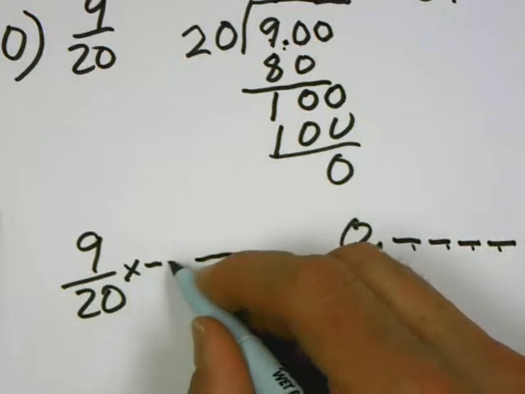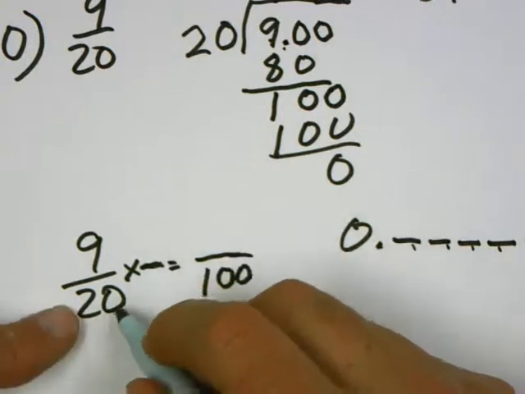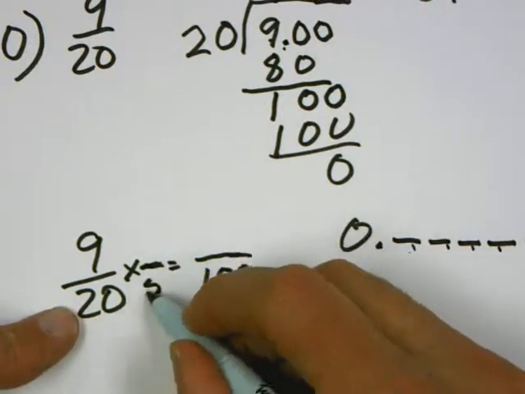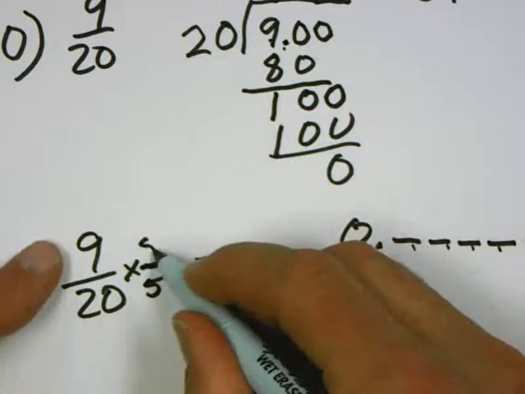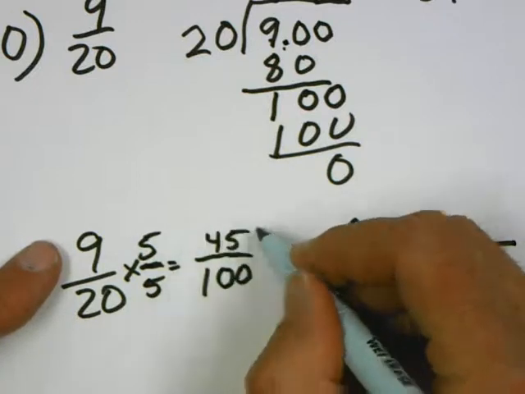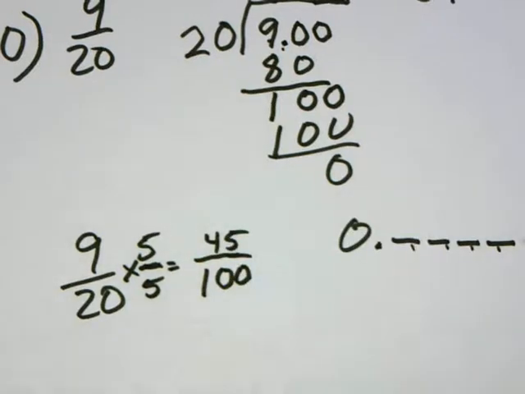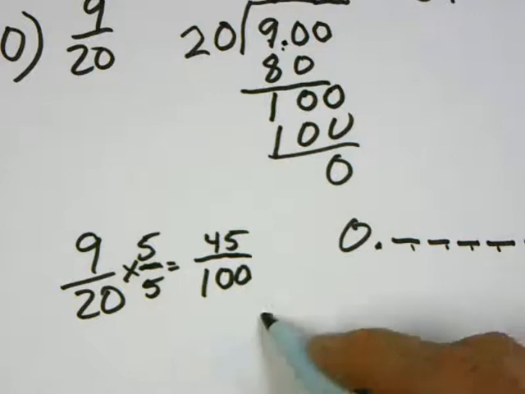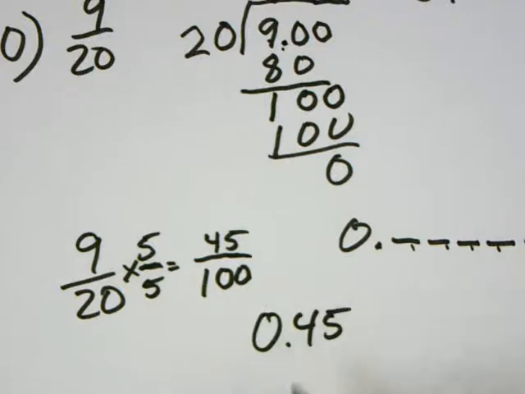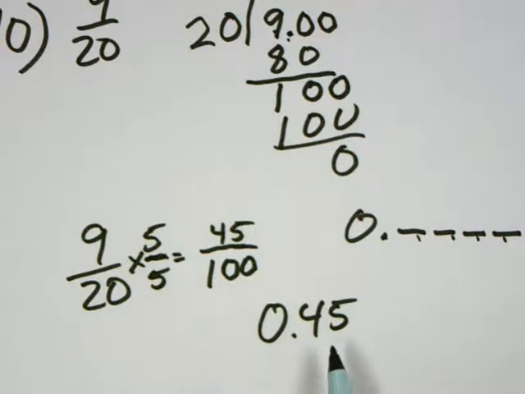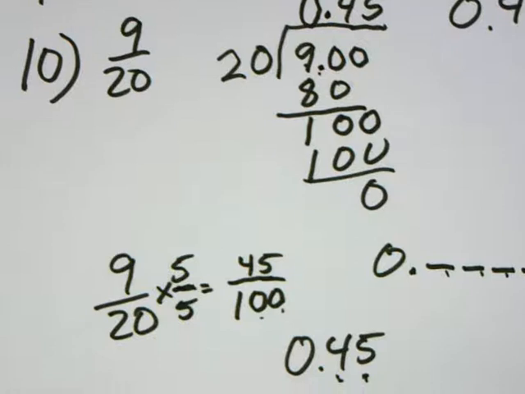And we did this in our last lesson. So 20 times what is 100? Well, 20 times 5 is 100. So I multiply the 9 by 5, I get 45 hundredths. So I just say it, and it says 45 hundredths, so that's 45 hundredths. And today a student observed that if there are 2 zeros, there's 2 places behind the decimal point. Tenths, hundredths here. So that's number 10.